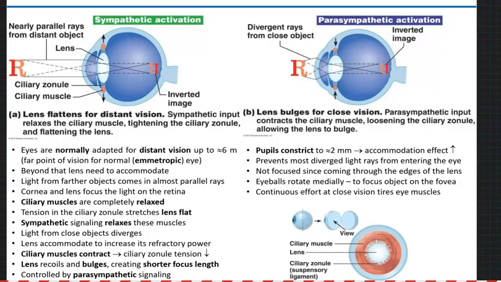Okay, so now let's take a look at what's happening here. In this case, I am going to use the text. I'm just going to be highlighting the steps. So, when we operate normally, like right now, all of your lenses are adapted for seeing something far. 6 meters, 20 feet. Okay, so not too close.